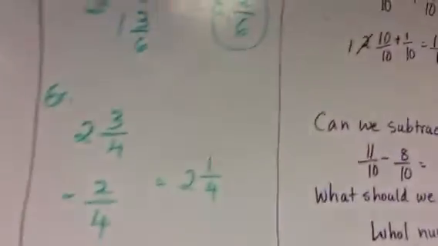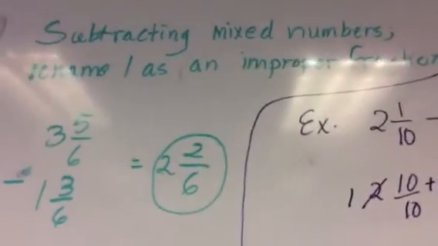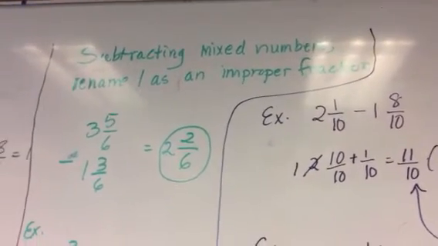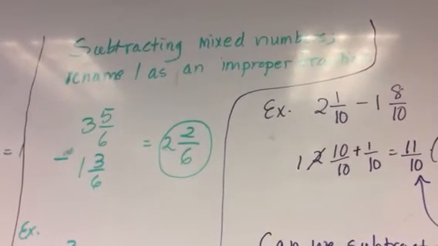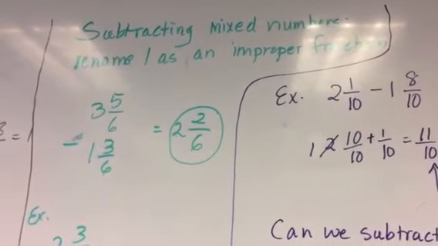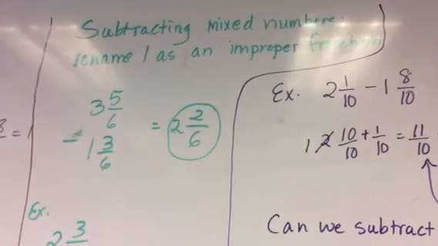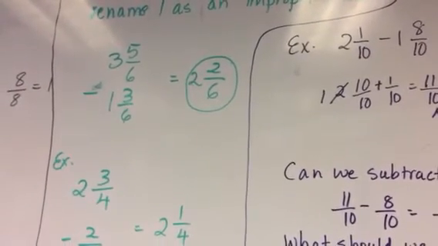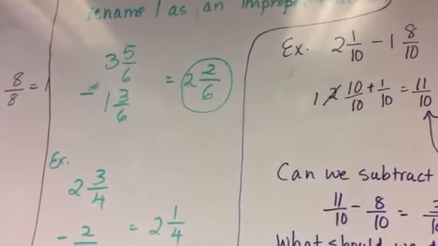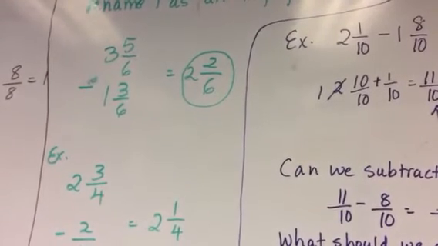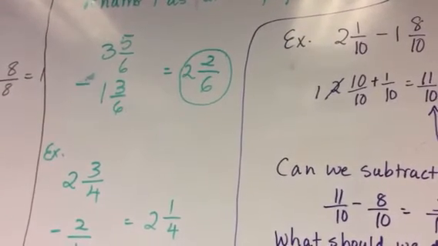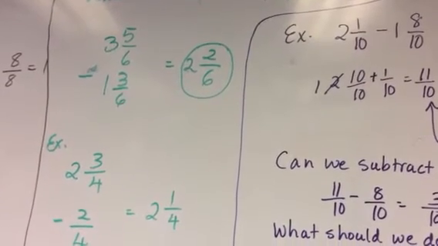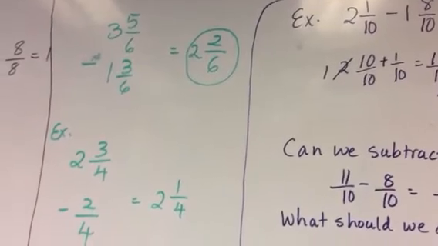Now we're going on to subtracting mixed numbers. When you're subtracting mixed numbers, rename one as an improper fraction. So this is written in vertical form, 3 5/6 minus 1 3/6. First you're going to subtract the least value. 5 minus 3 is 2/6, and 3 minus 1 is 2, 2 2/6.